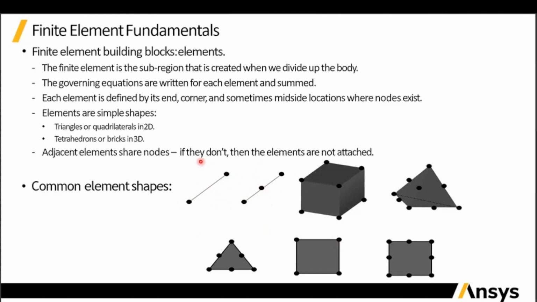Then there are two-dimensional elements. The 2D elements would mostly be a triangular element or a quadrilateral element. A triangular element can be a three-noded triangular element, and if you add mid-side nodes, then it will become a six-noded triangular element. Similarly, a quadrilateral element would be a four-noded element, and if you add mid-side nodes, then it will become an eight-noded quadrilateral element.